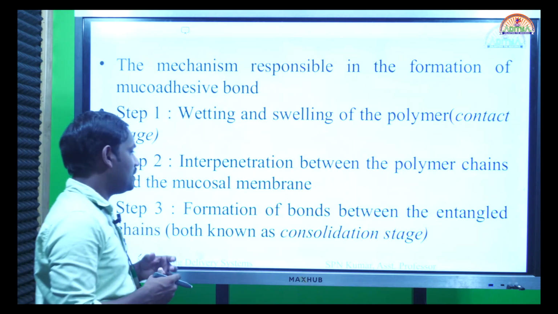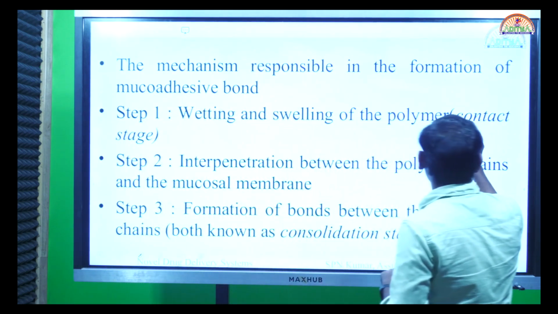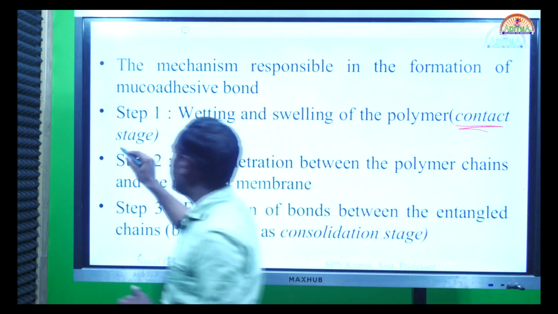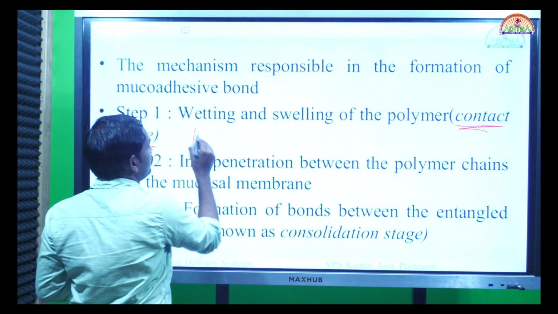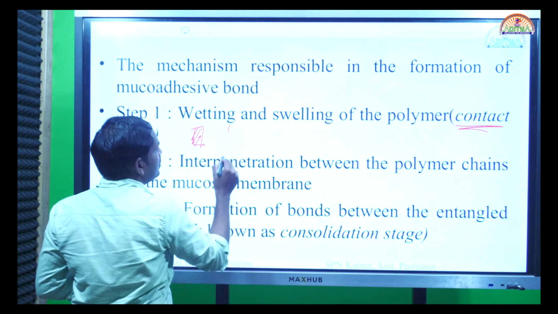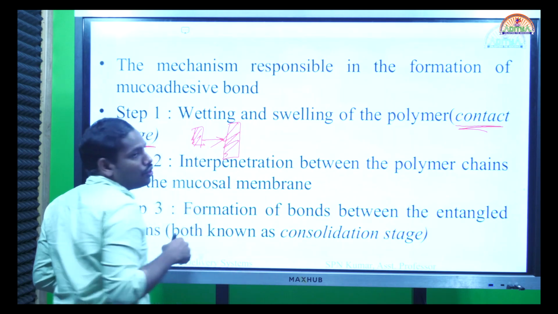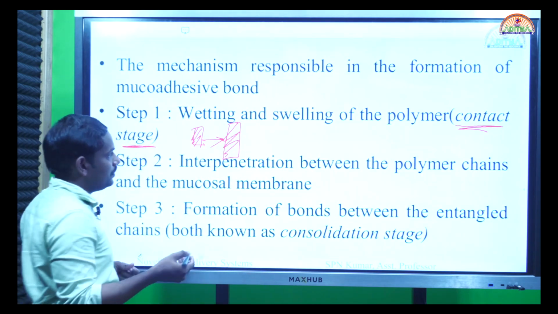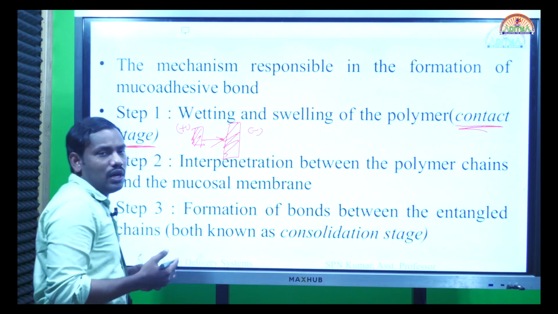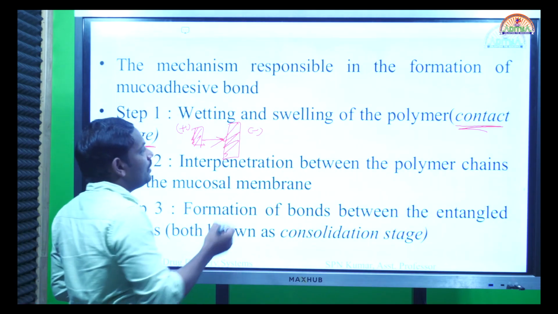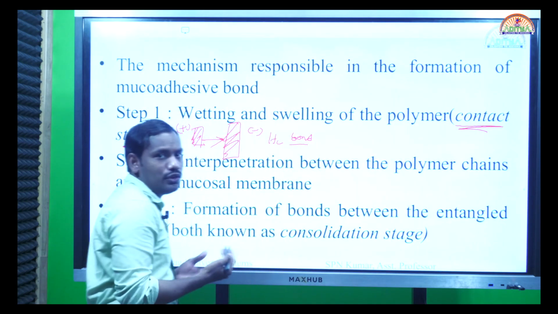There are two steps in this mucoadhesive drug delivery system. The first step is the contact stage. In the contact stage, your drug will first interact with the mucous membrane. Suppose this is your drug molecule and this is our mucous membrane or skin. It is first going to make contact. This contact stage can be due to electrostatic interactions or other interactions such as van der Waals interactions or hydrogen bonding, etc. So both of them will first be introduced to each other.